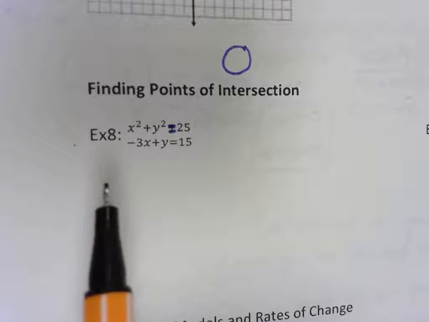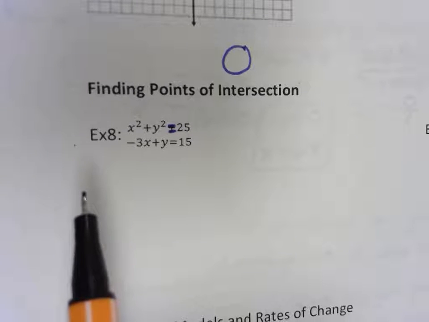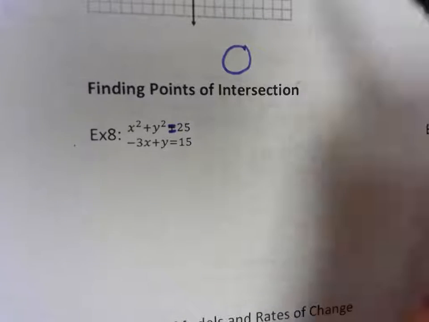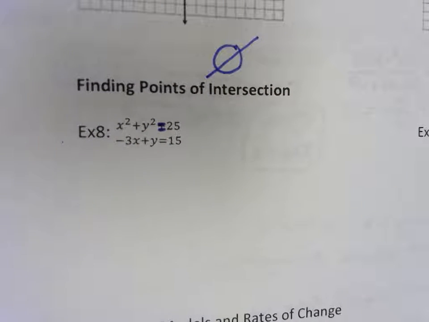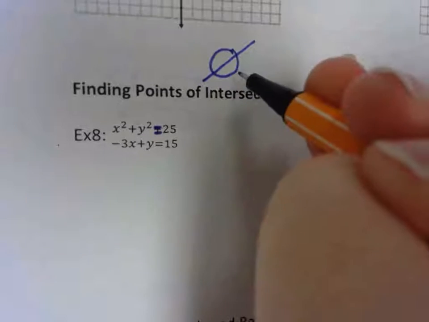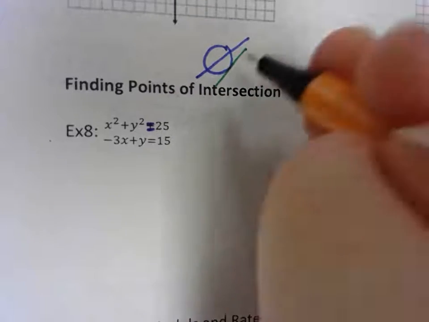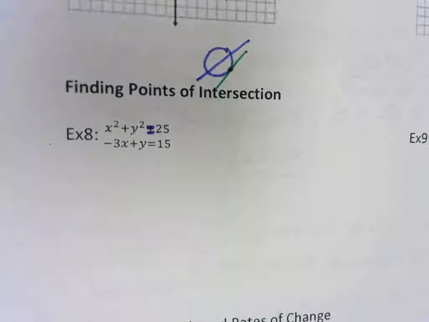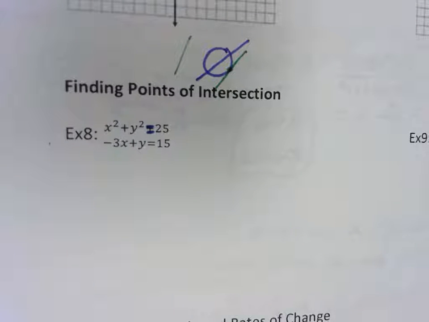So let's think about it. How many possibilities could I have for points of intersection if I have a circle and a line? 2. It could go straight through. I could have 1, which means it just hits at one spot. And what's that called? Tangent line, we'll talk about later. So it could hit twice, it could hit once, or it could hit none. It could be not even close. So I can have 3 options. It could hit twice, once, or 0.